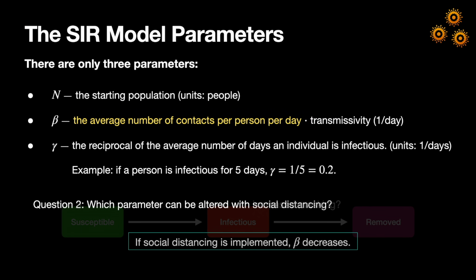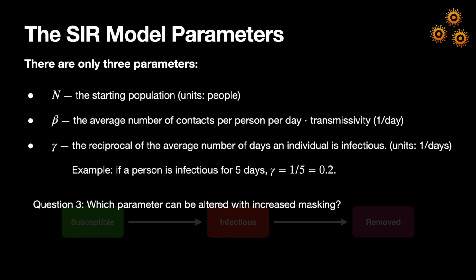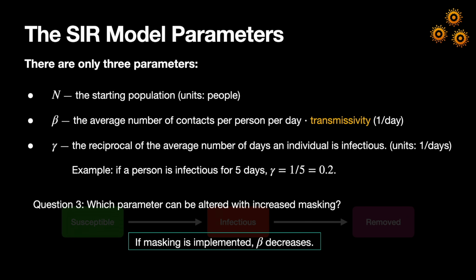Okay, next question. Suppose a population were to adopt mask wearing, where might that appear in these parameters? And the answer is that if everybody was wearing high quality masks, that would reduce the transmissivity of the disease. So an infected person would be less likely to pass it to a susceptible person. That's one of the factors in beta. So again, that's an aspect that would lower the value of beta.